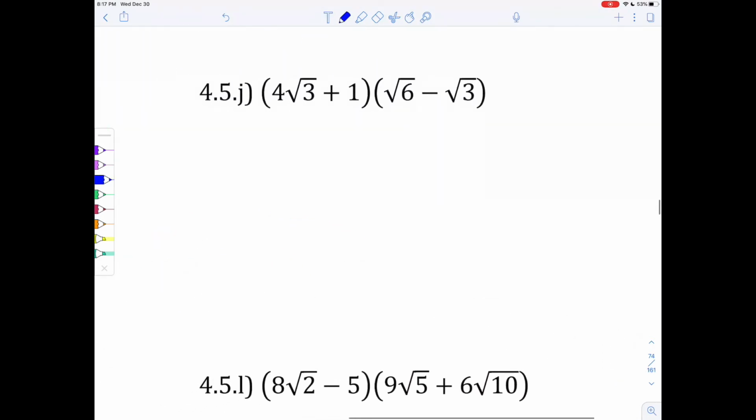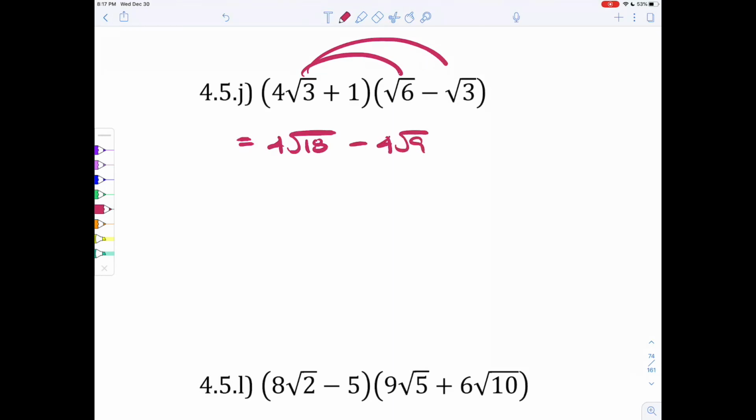I'll go over here. And again, distributing. 4 root 3 times root 6 gives me 4 root 18. 4 root 3 times negative root 3 gives me negative 4 root 9. We've also got 1 times root 6, which is just root 6. And we've got 1 times negative root 3, which is negative root 3.